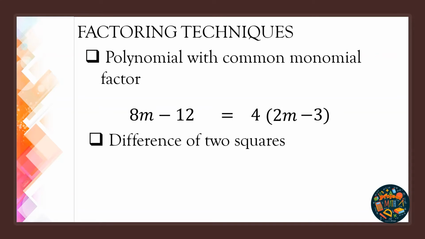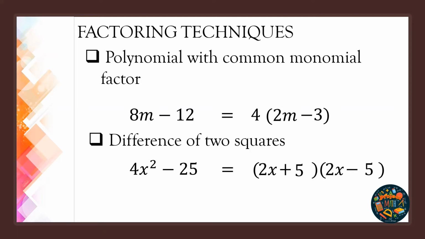Next is we have difference of 2 squares. Paano natin malalaman that the given polynomial is a difference of 2 squares? For example, we have 4x squared minus 25. Kailangan ang first term natin ay perfect square at ang second term natin ay perfect square, at ang operation sa pagitan nila is subtraction. To get the factors, ang pattern natin ay plus minus. Okay, just simply get the square root of the first term and the square root of the last term. So, square root of 4x squared is 2x, and the square root of 25 is 5. So therefore, the factors are 2x plus 5 and 2x minus 5.